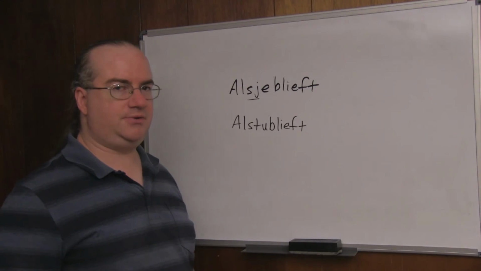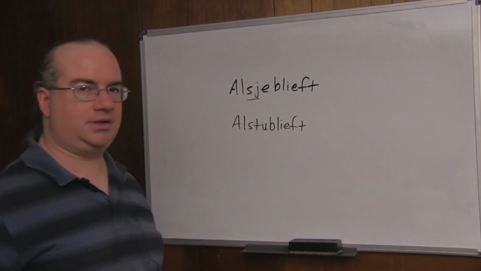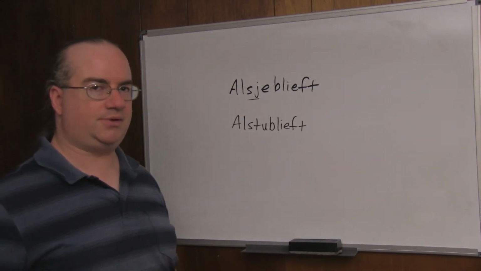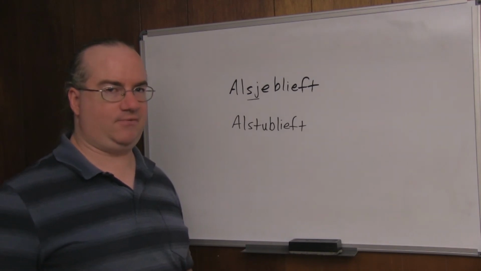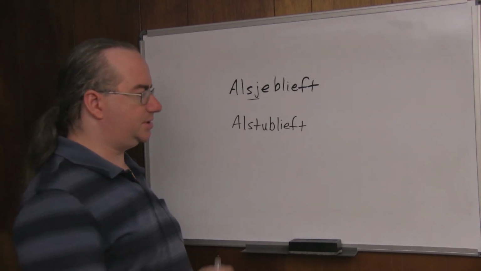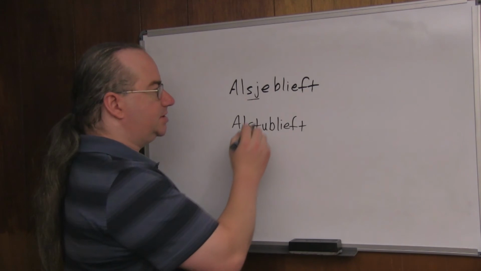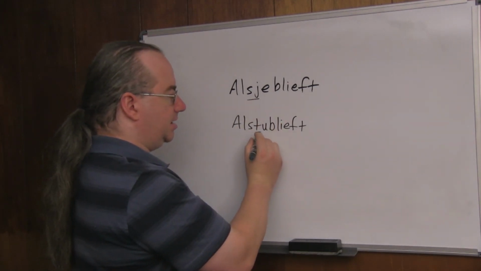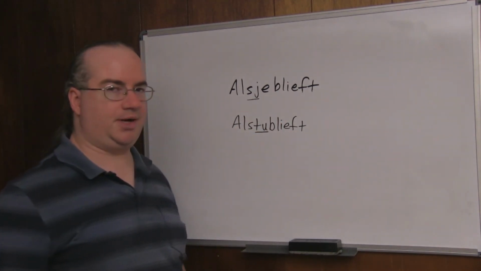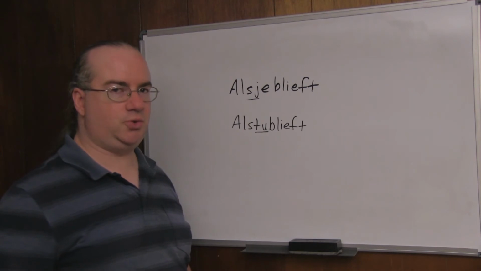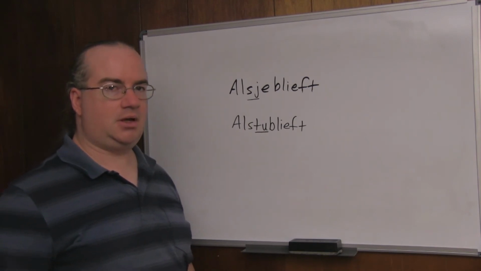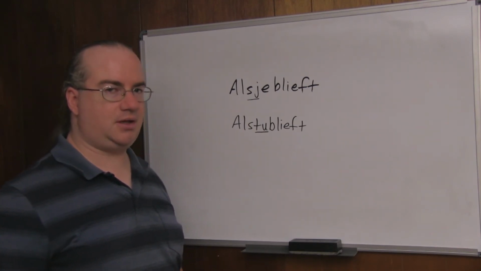Now, if you're talking to the king or the president or someone quite a bit older than you are, or you just want to be formal with someone, then you use the second form of this word. You simply change the JE to TU and pronounce it alstublieft.